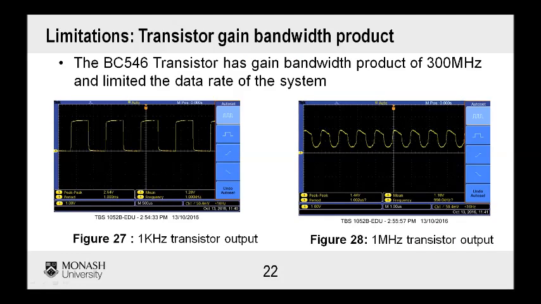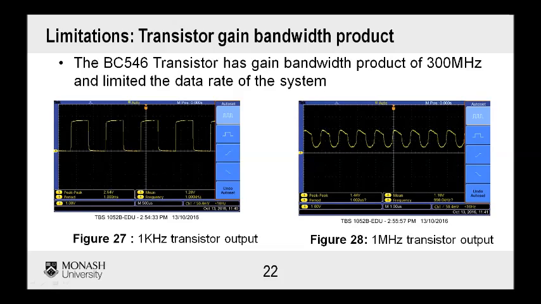Now we'll talk about the limitations of the system and why we were not able to achieve the theoretical data rate of the laser. The first of the limitations which was imposed upon the system was the gain bandwidth product of the BC546 transistor, which was equal to 300 MHz.